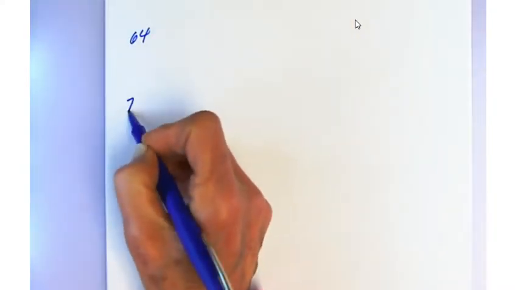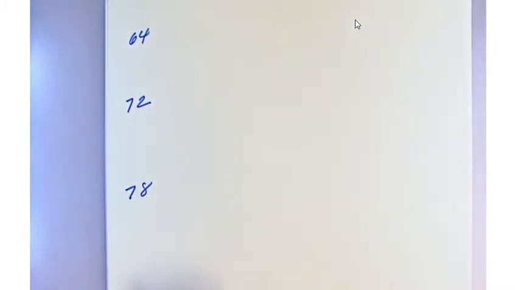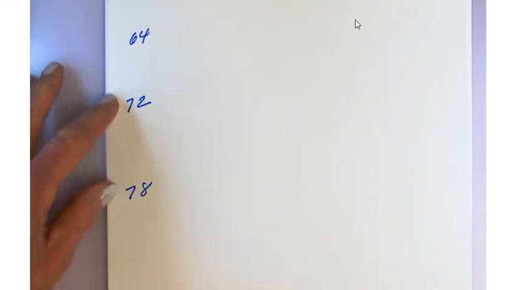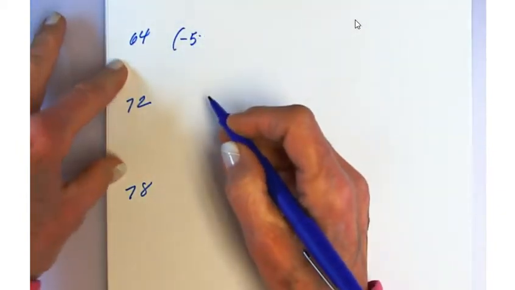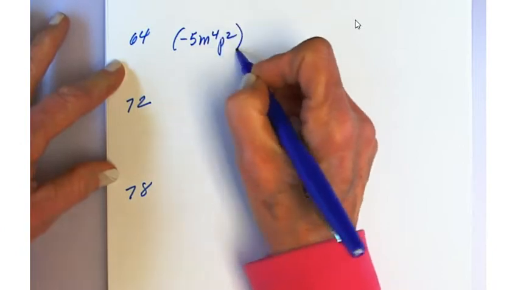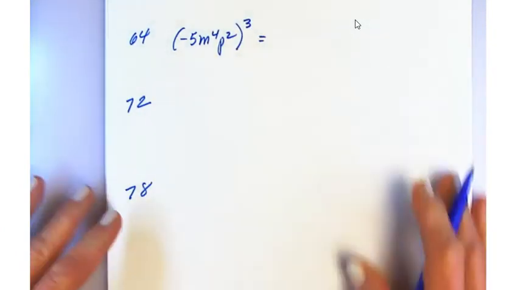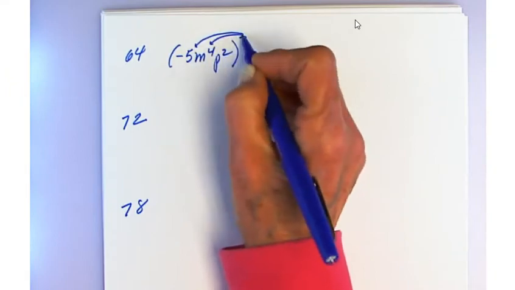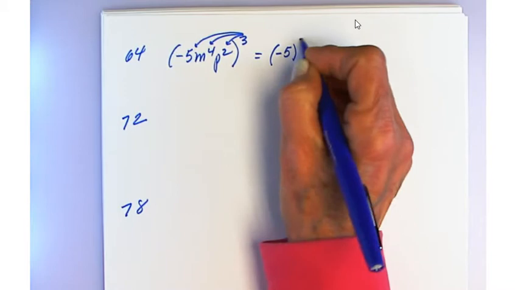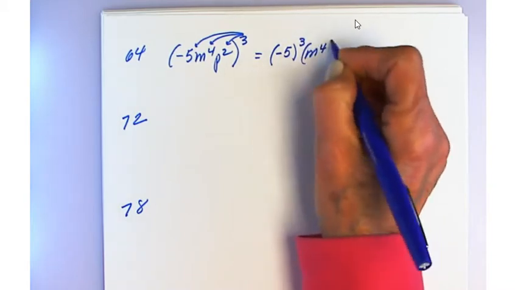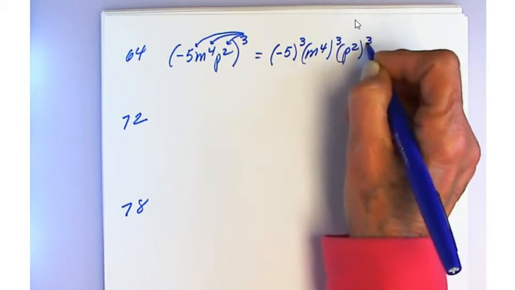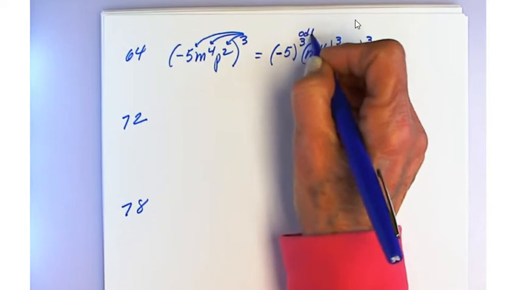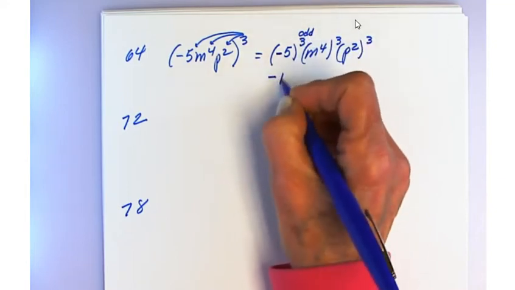So let's look now at 64, 72, 78, and 98. So 64 is minus 5 m to the 4 p squared, and the quantity is cubed. Remember, we have to distribute this across every single factor. And we have minus 5 the quantity cubed, m to the 4 the quantity cubed, p squared the quantity cubed. We have a negative number to an odd exponent. That's going to give me minus 125.